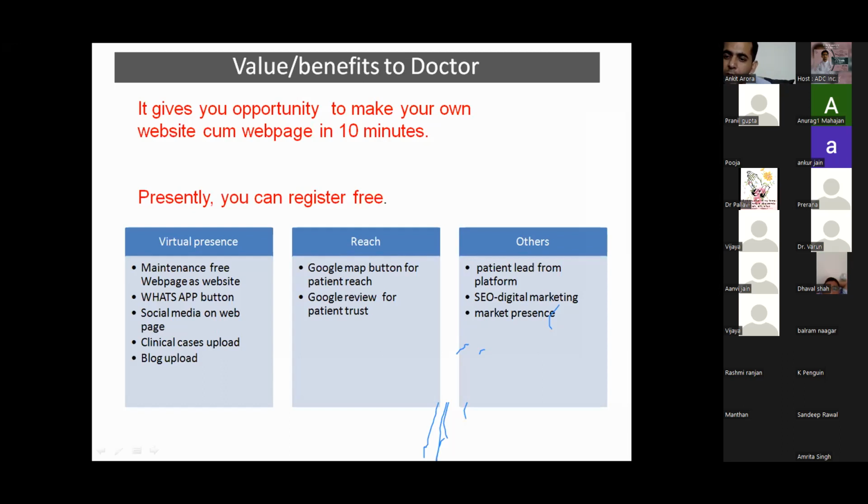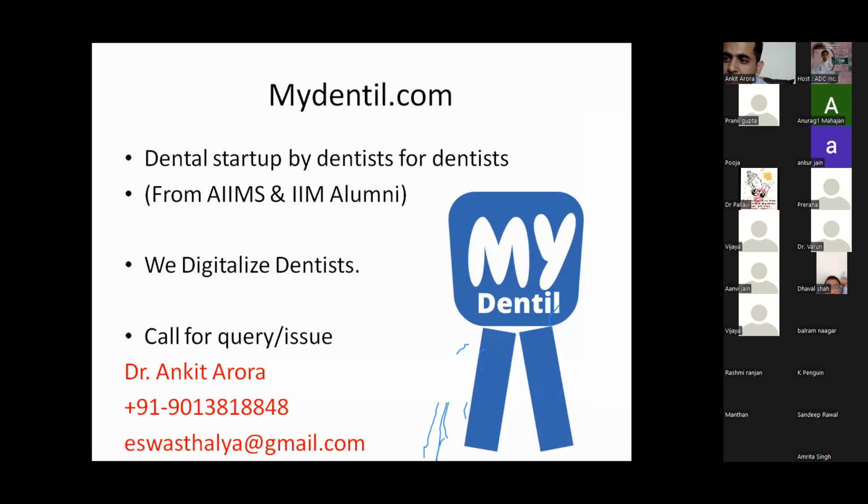and patients can also put their Google review, right? And the other thing you can see here would be the patient lead form. A patient can generate a query, and you can get the query there. This will increase your market presence, right?